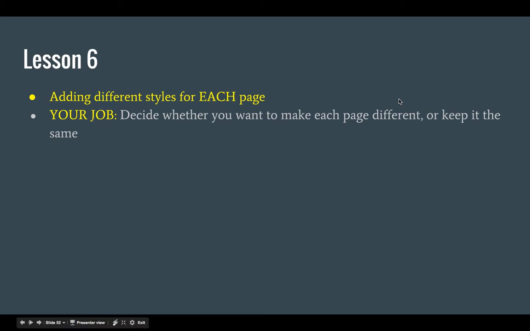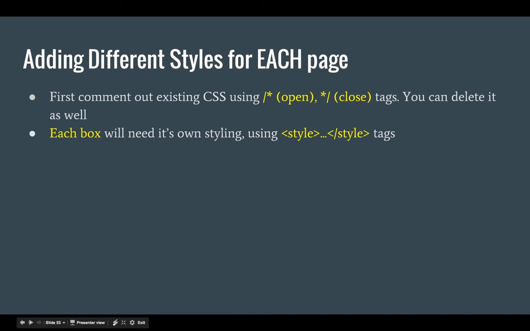So let's talk about adding different styles for each page. What you'll have to do to add different styles for each page is you're going to need to comment out existing CSS using the /* to open it up and the */ to close it. What do I mean by commenting out?